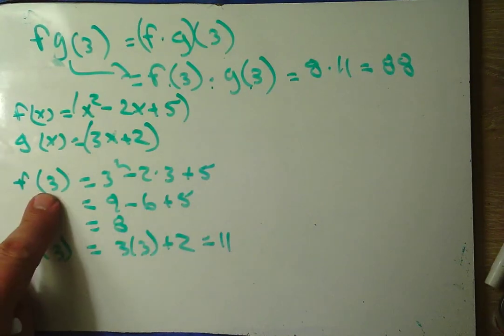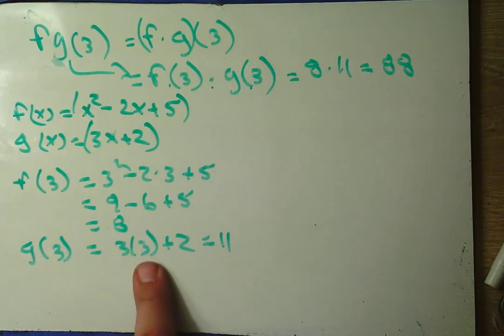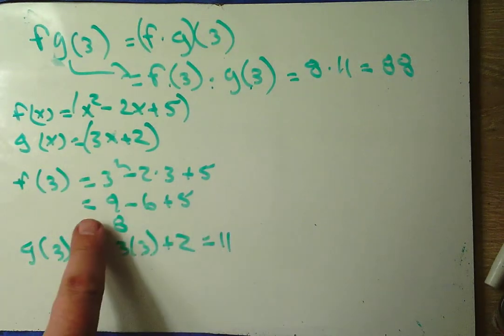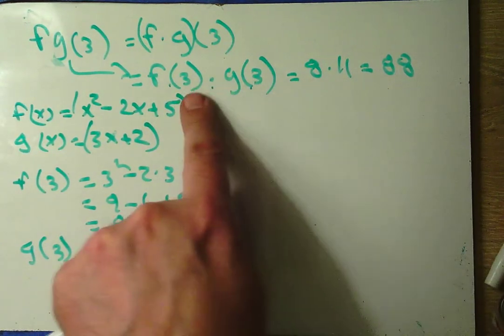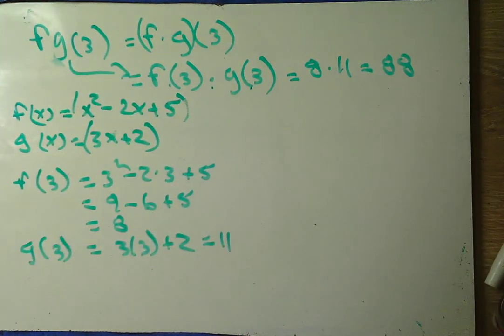We plug in 3 for all the x's of f of x. We plug in 3 for the x in g of x. This gives us f of 3 is 8 and g of 3 is 11. We multiply those, that's what this notation tells me, to get 88. Okay, that's problem 7. What about problem 8, the middle on the bottom of the board?